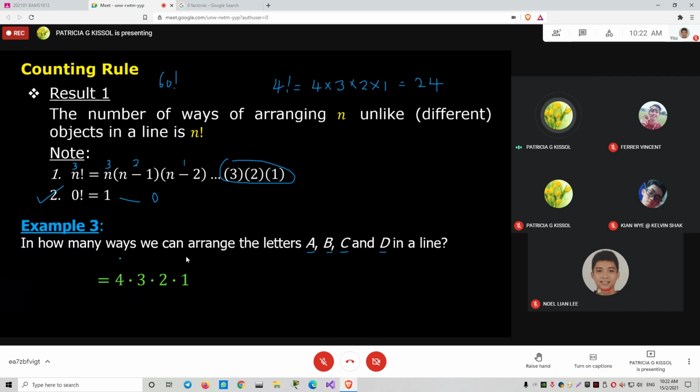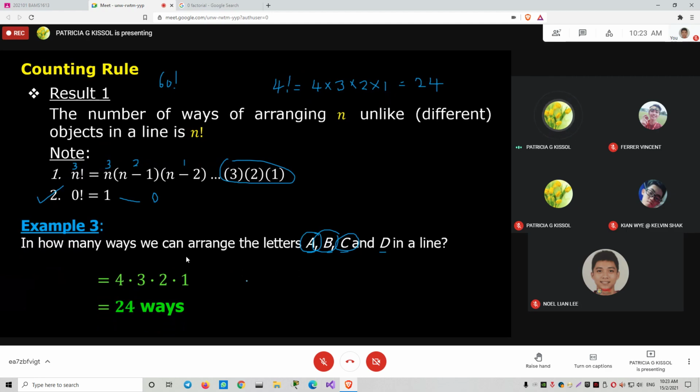That means that's the first letter, 4. And then once you have chosen one out, you only have 3 more to choose from. That's why it's 3. And if you have chosen 2 out, you only have 2 more. And the last one is simply 1. So in how many ways can we arrange the letters in a line? You have 24 ways.